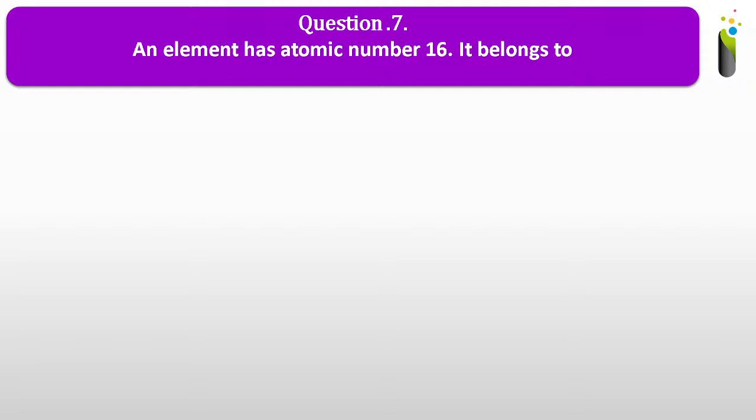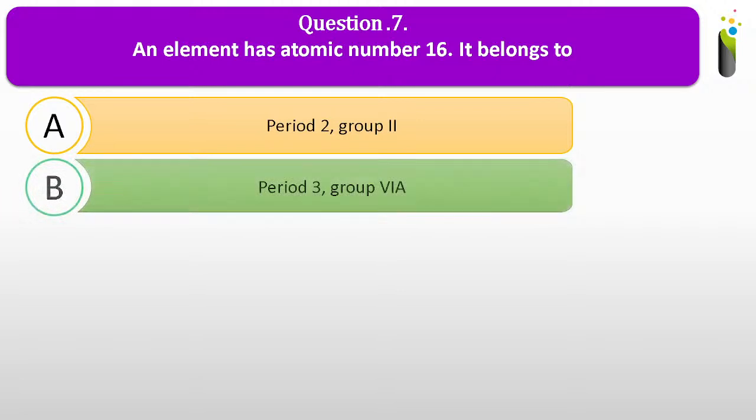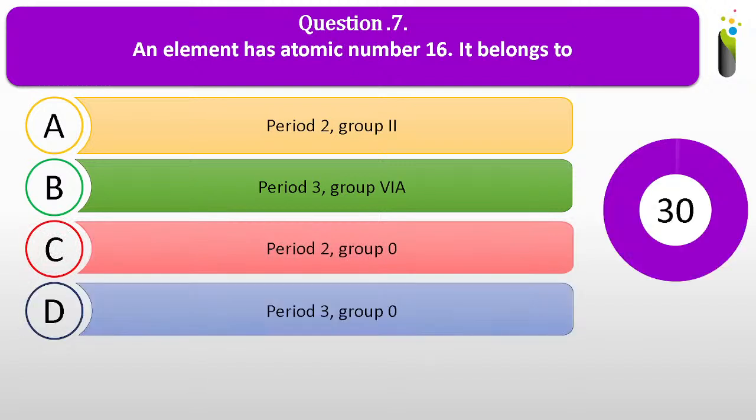It belongs to dash. A. Period 2, group 2. B. Period 3, group 6A. C. Period 2, group 0. D. Period 3, group 0. So the element with atomic number 60.